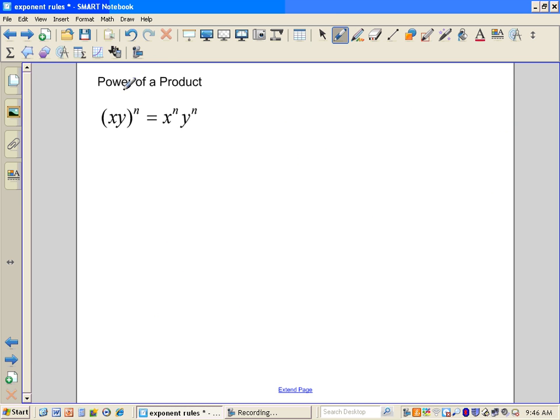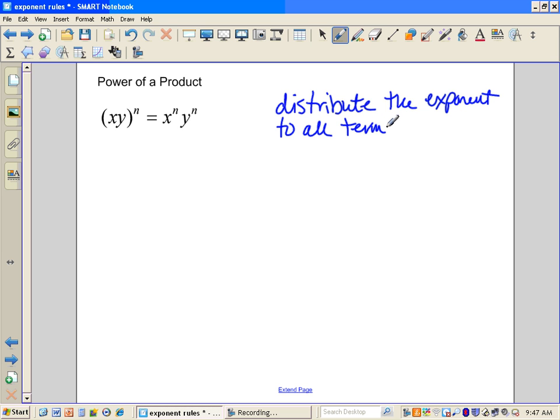Moving along, we have the power of a product. So that means we're multiplying and we have an exponent on the outside. Okay? So it looks like what we end up doing is sort of like the distributive property. Distribute the exponent to all terms inside the parentheses. Again, the reason we do this is because we are multiplying and then raising to an exponent.